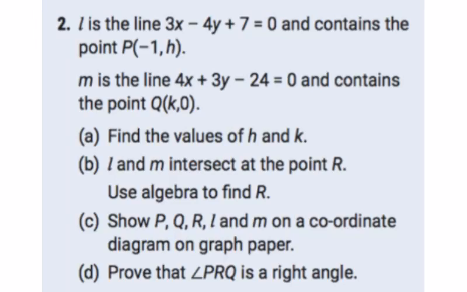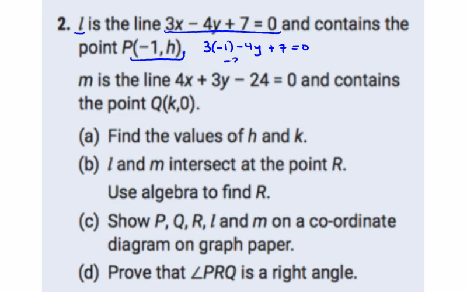Question 2, we have lines given names. So L is the first line, 3x minus 4y plus 7 equals 0. It contains this point P. So we're given an x value, we're looking for the y value. X is minus 1. So we now have only one unknown, y.